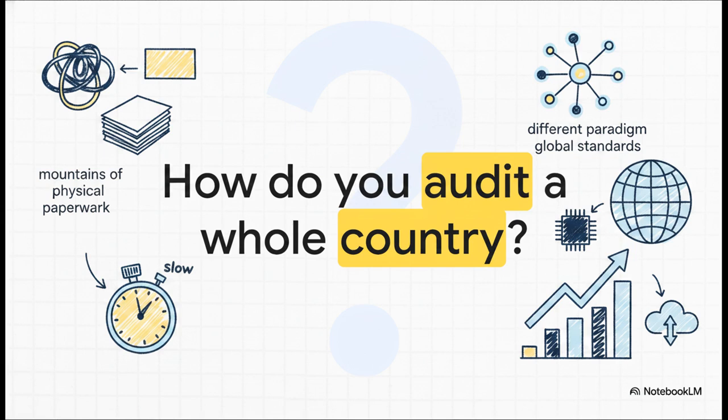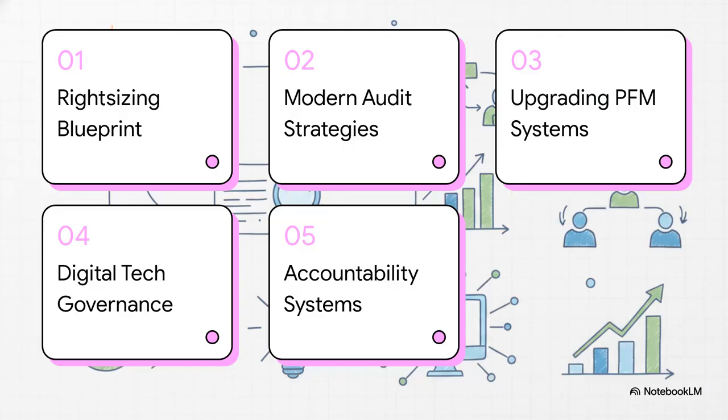But today, we're looking at a completely different paradigm. We're going to explore the modern, hyper-efficient global standards that make national oversight not just possible, but incredibly precise. Okay, let's dive right into this blueprint. We're going to break it down into 5 logical steps. First, the blueprint for right-sizing. Then, modern national audit strategies. Next up, upgrading financial management systems, followed by governing the digital frontier. And finally, enforcing accountability and integrity.